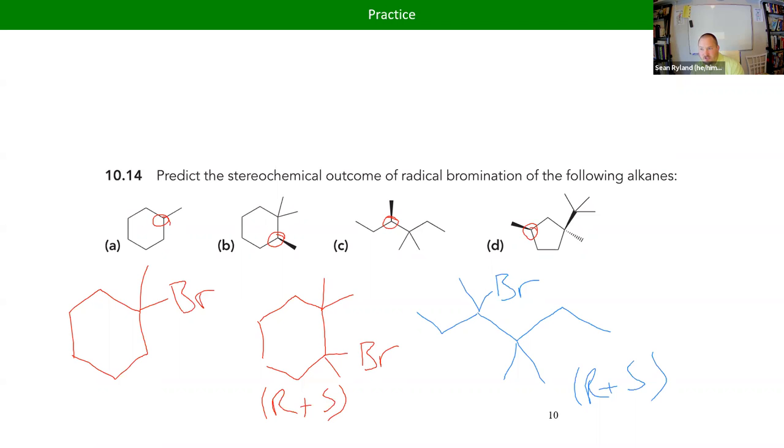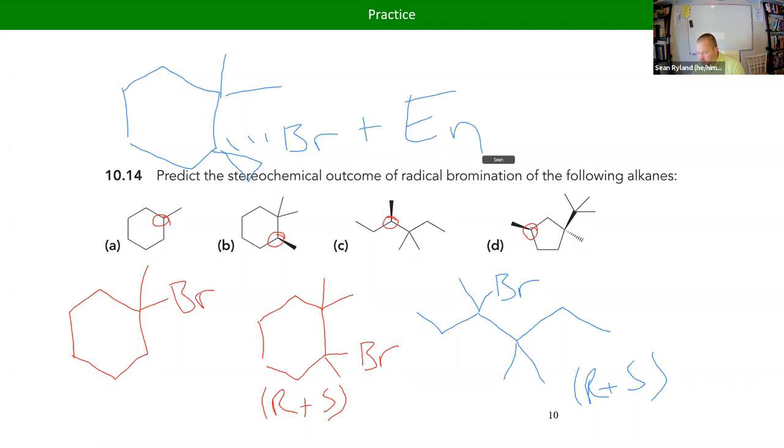If you draw it without showing the wedges and the dashes, you can just say R and S to indicate, but you do need to indicate that you know you're getting both enantiomers in one of those two ways. So for B, the other option would look like this: if I drew one enantiomer, I would then want to say plus EN. If I draw it as ambiguously as to which enantiomer I am drawing, you would just want to say R and S in parentheses to get both of them. Those would be the two most common ways of showing that you get both of those options.